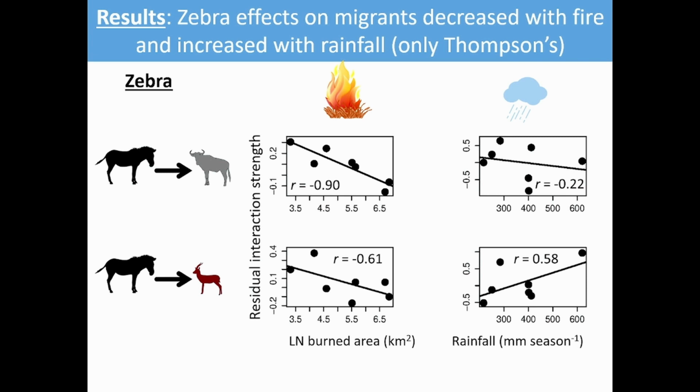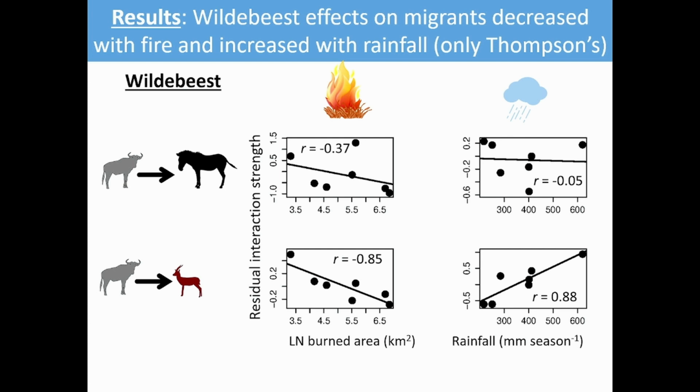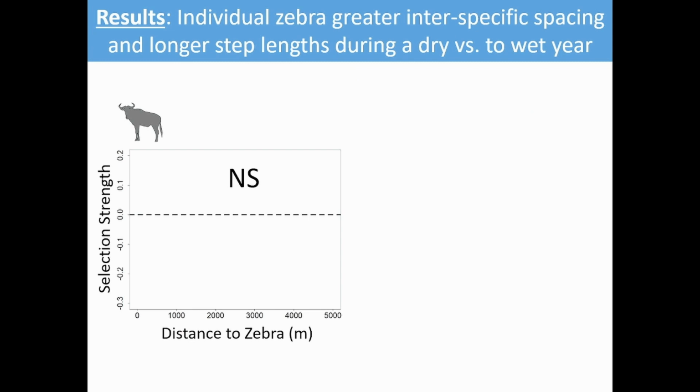There was never, and I'll show you the next result, which is for, this is for zebra, this is for wildebeest. We essentially see the same thing. There's a strong negative effect here for fire, and a really strong positive effect here for rainfall, and never really an interaction here with respect to rainfall for zebra and wildebeest. And I'm not going to show Thompson's gazelles because there were no significant effects of Thompson's gazelles on either zebra or wildebeest.